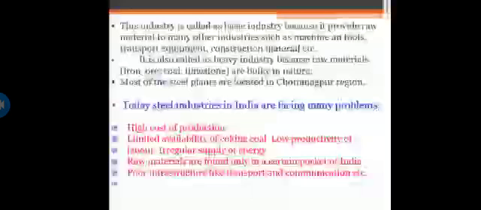Today, steel industries in India are facing many problems like high cost of production, limited availability of coking coal, low productivity of labor, irregular supply of energy, raw materials are found only in certain pockets of India, poor infrastructure like transport and communication, etc. So these are the challenges faced by the steel industry of our country as of now.